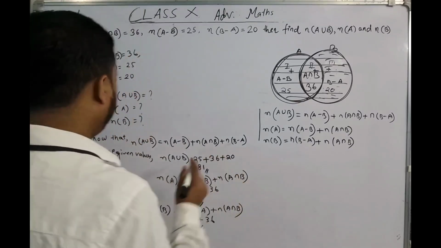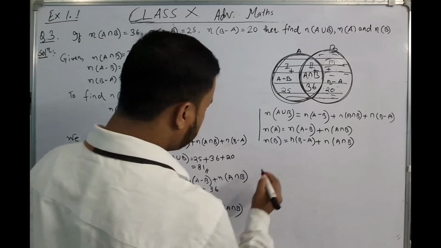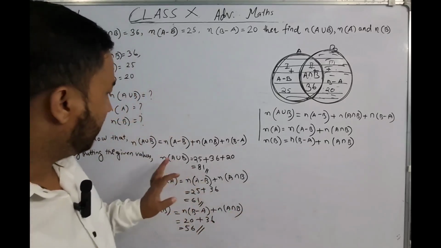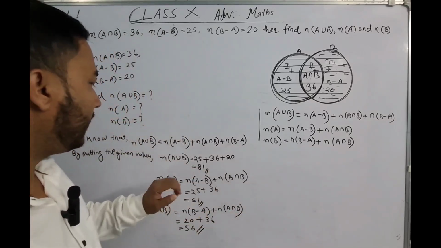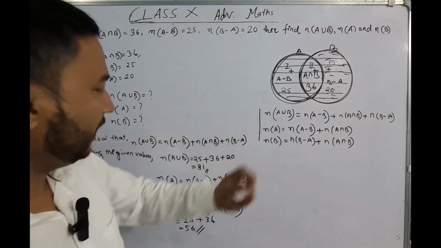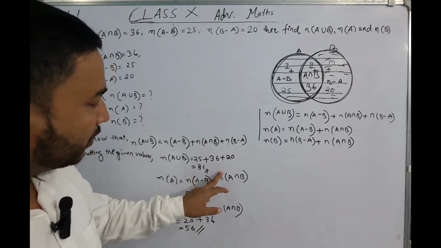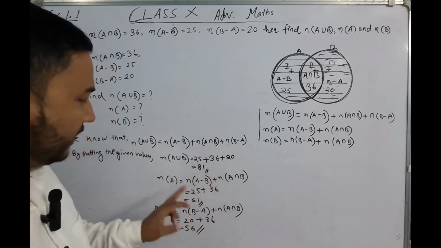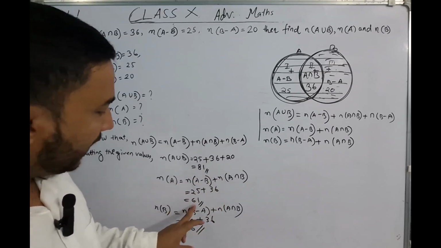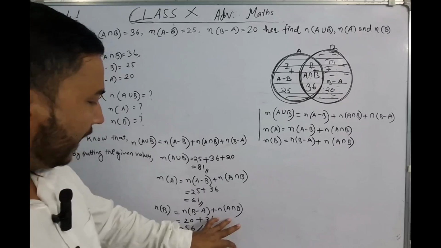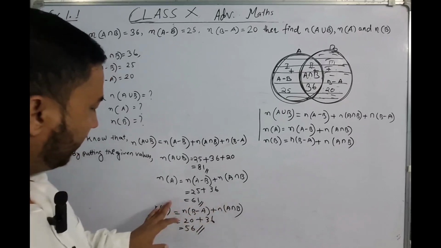So you can write, actually, these are the answers. Number of A union B equals 81. How did I get this? By this formula, number of A equals 25 plus 36, because part 1 and part 2 together give you the number of A. Then number of B comes from part 2 and part 3. If we add part 2 and part 3, we get the number of elements in the set B.